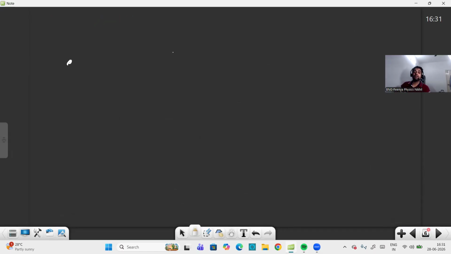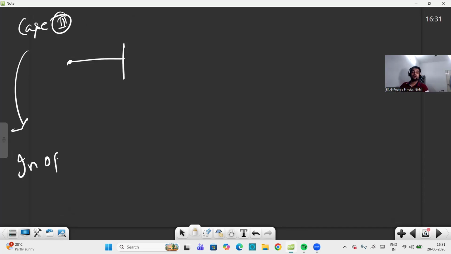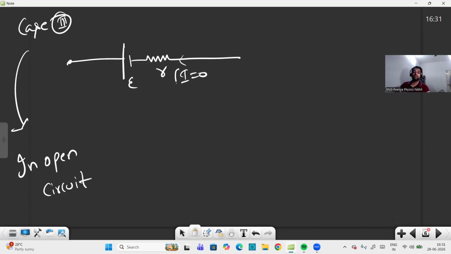For example, the same cell, if I take case 3, that is when no current flows through the cell, in an open circuit. So I take the same cell here, EMF E and internal resistance R, and here no current flows. So I is 0. If I write the potential difference between the terminals of the cell, the same way we do here. Here I is 0, so no drop happens across the resistor.